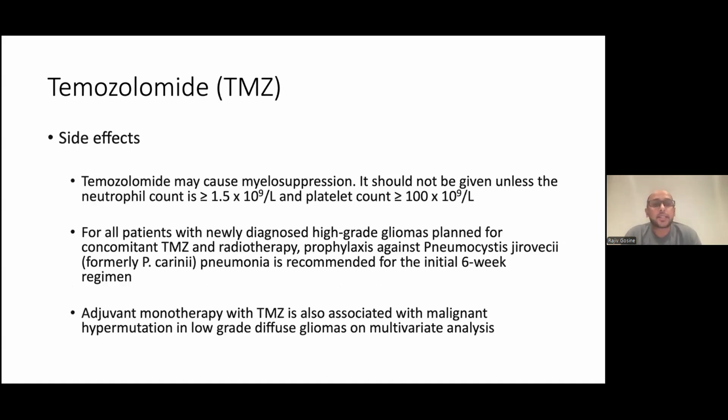In terms of the side effects, TMZ causes myelosuppression, and should not be given unless the neutrophil count is greater than 1.5 and the platelet count is greater than 100. For all patients with newly diagnosed high-grade gliomas, plan for concomitant TMZ and radiation. Prophylaxis against pneumocystis jirovecii pneumonia is recommended for the initial 6-week regimen. Adjuvant monotherapy TMZ is also associated with malignant hypermutation in low-grade gliomas on multivariate analysis, and this was discovered when they tried to give TMZ as an alternative to PCV for low-grade gliomas.